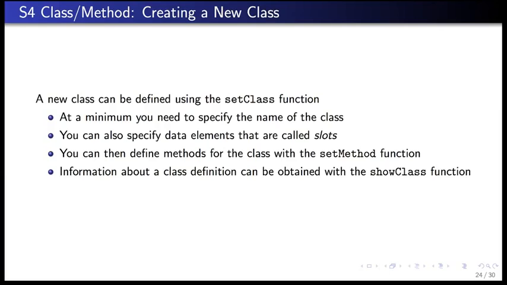the setClass function. At a minimum, you need to specify the name of the class. It has to have some sort of name that you give it. And you can also specify data elements for that class, and these are called slots. These are elements of the object. So if you have an object of this new class, there may be elements in it that store data, and these data are stored in slots. You can define methods for the class using the setMethod function, and you can obtain information about an S4 class. You can get the class definition with the showClass function.